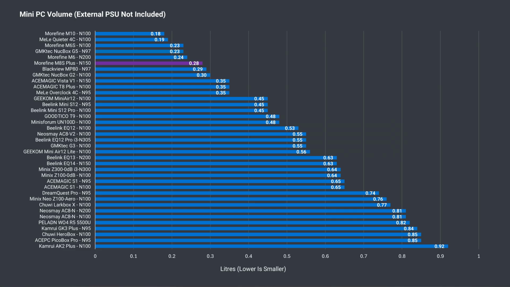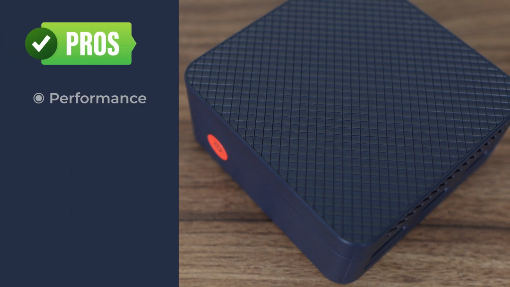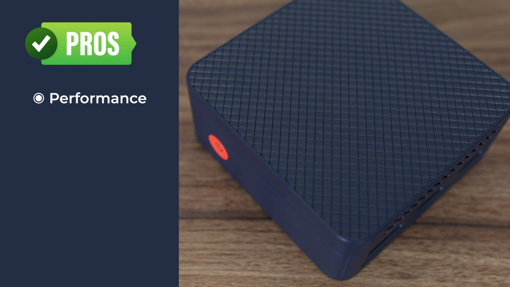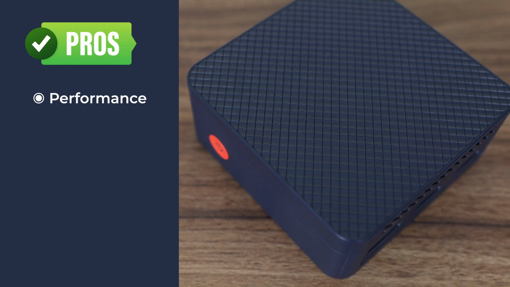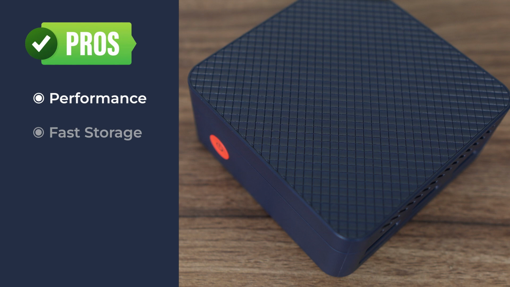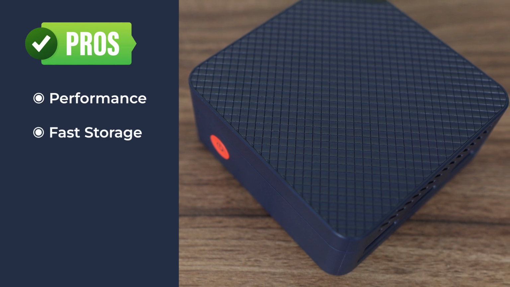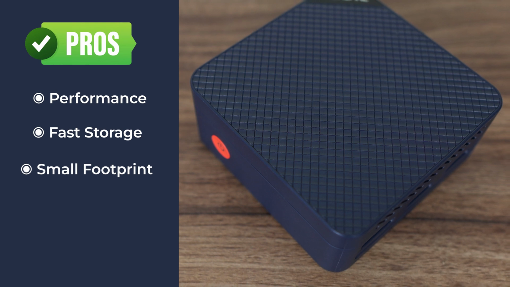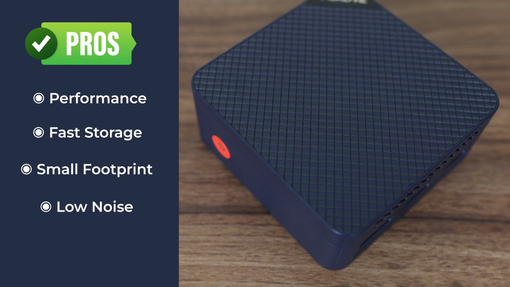Looking at the volume chart, it's a very small mini PC and doesn't take up much room on your desk. That does come at the expense of expandability and ports. Okay, so let's go over the pros and cons. Morefine's M8S Plus is the fastest N150 mini so far. It still gets beaten in integrated graphics by the N97, but otherwise, it's the next best option. Fast storage is included if you get the pre-build, and it's tiny and highly portable if that's what you're looking for. Fan noise is low, and it's a very quiet mini PC.